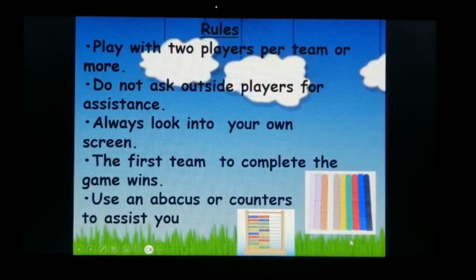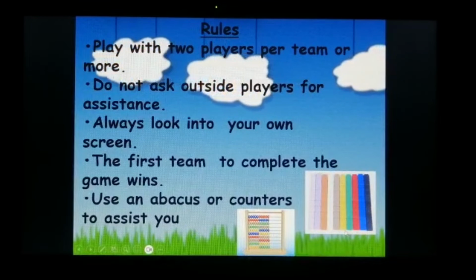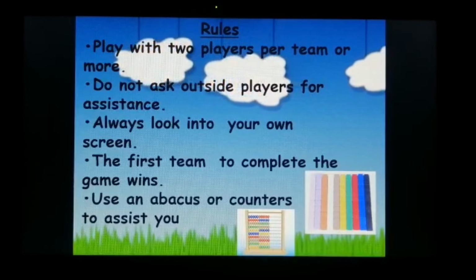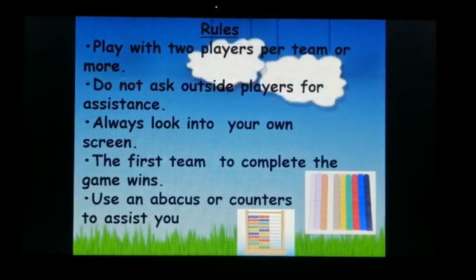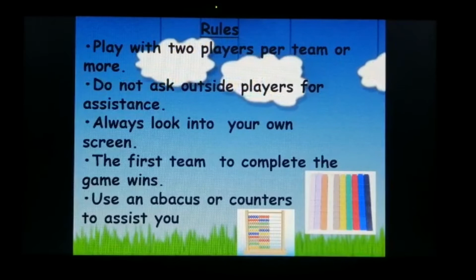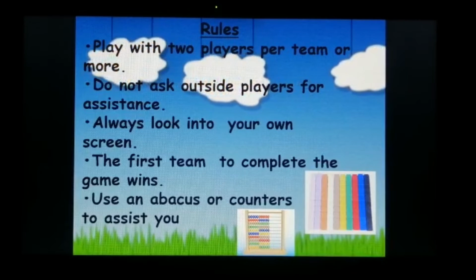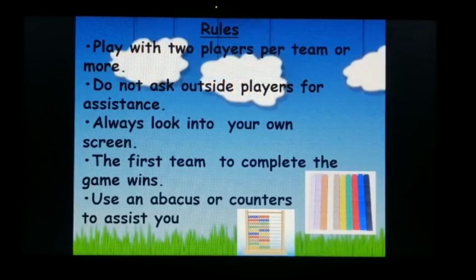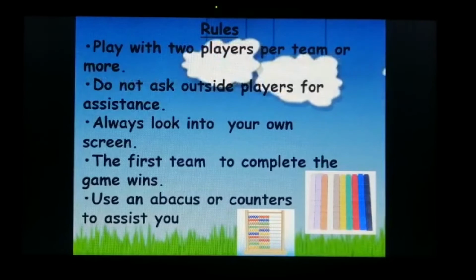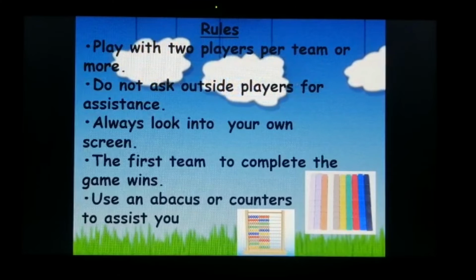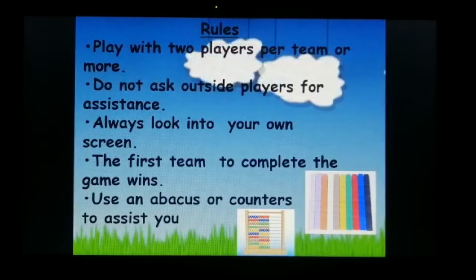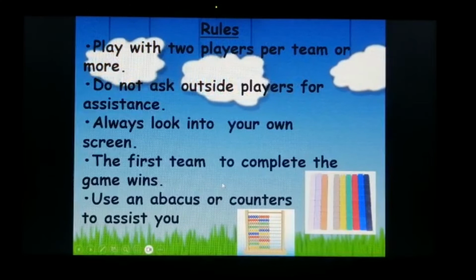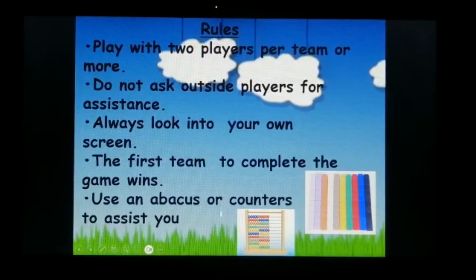The rules for this game are also very simple. Remember, you need to play with 2 players per team or more. This means that you're going to have team A and team B. You can even call it group A or group B, or insects and bees, or cheetahs and leopards. Whatever names you want. But for the purpose of this video, we're going to call it group A and group B.